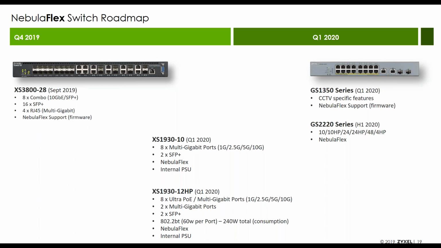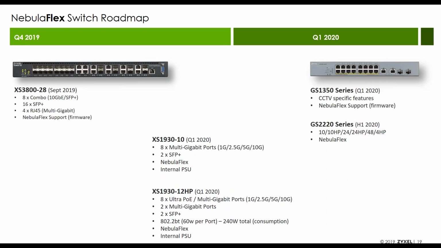So they'll come with the multi-gig ports, which can transfer over a typical copper cable at 1 gig, 2.5 gig, 5 gig, and 10 gig. They'll come with 2 SFP+ ports, which will primarily be used for the uplink ports back to the core network. And the 1930 also has an internal PSU, as well as the 12 HP. So you haven't got an external adapter which has to be fitted into the cabinet.